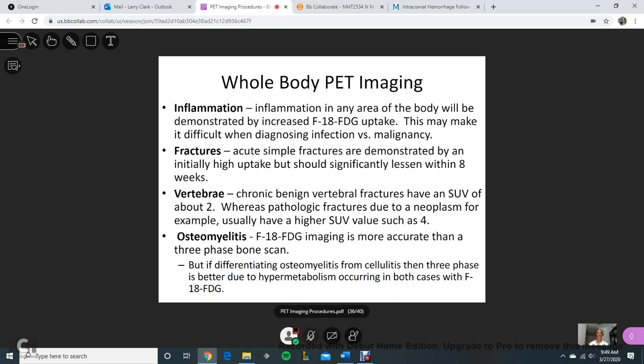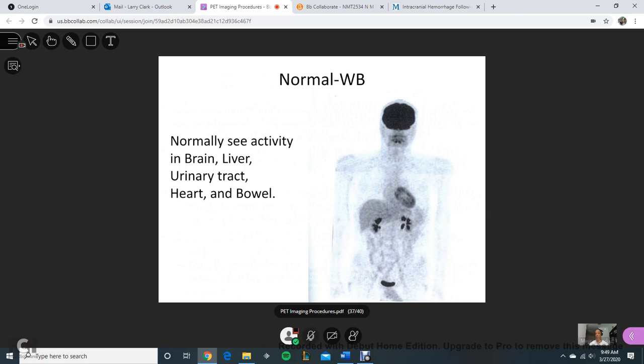Osteomyelitis. The FDG imaging is more accurate than a 3-phase bone scan. But if differentiating osteomyelitis from cellulitis, then the 3-phase bone scan is better due to the hypermetabolism occurring in both cases with the FDG. You guys have any questions? Pretty self-explanatory, and I hope you guys put all this to memory.